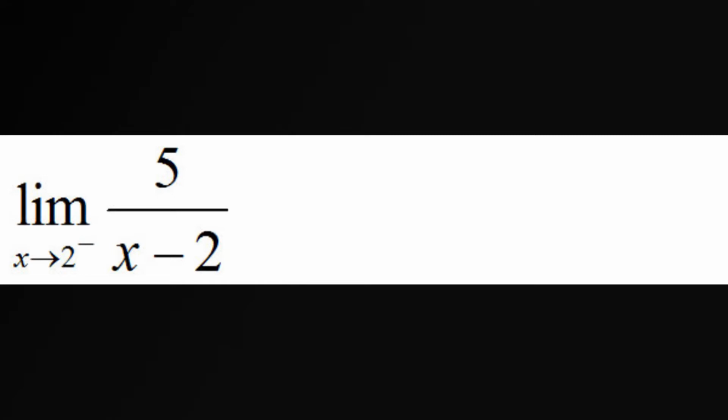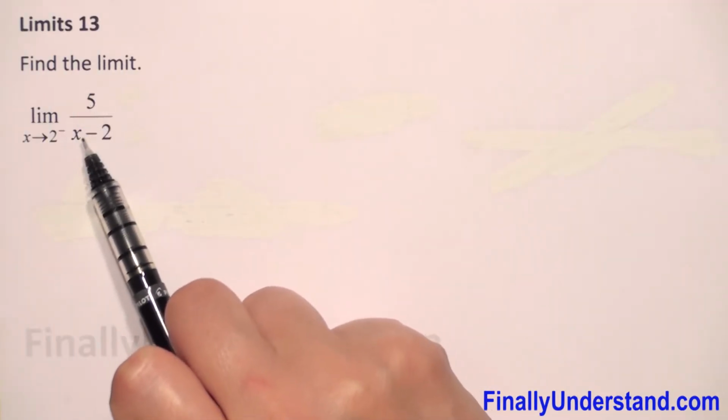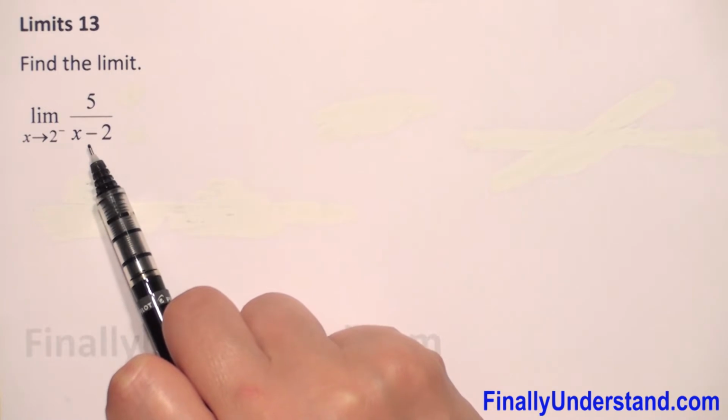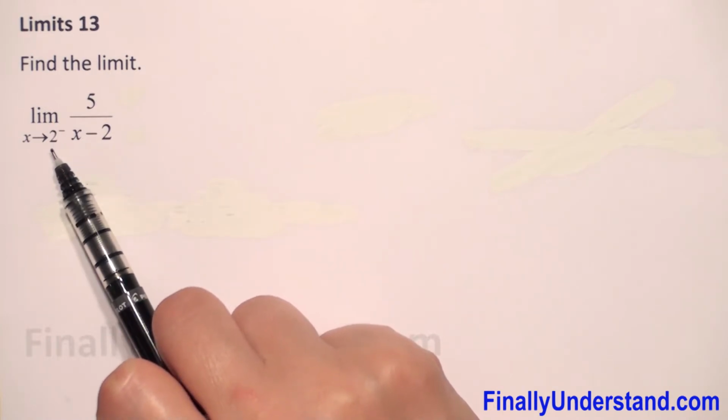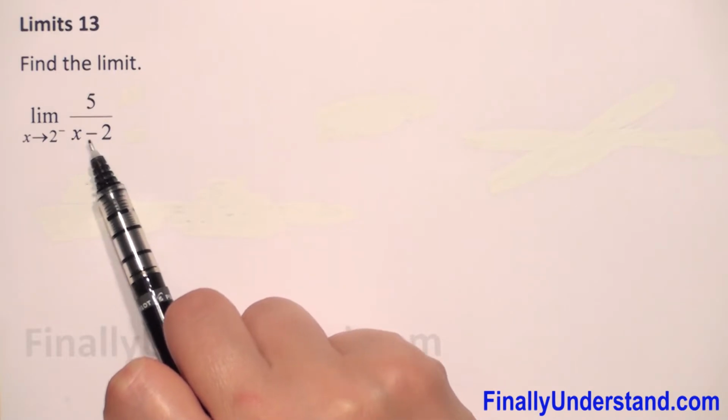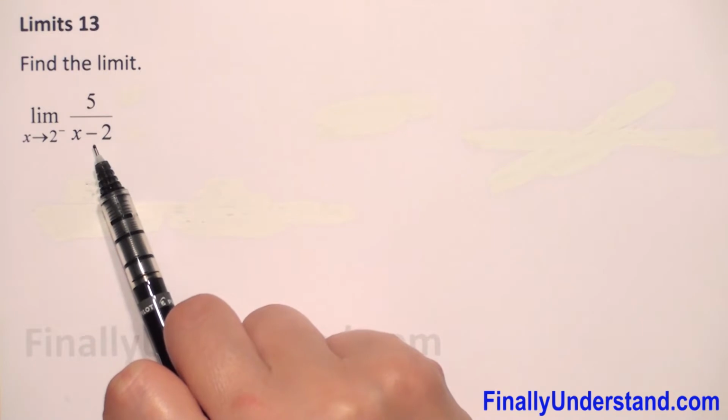We have to find the limit as x approaches 2 from the left of 5 over x minus 2. So first we check what will happen when we replace x by 2. We will have in the denominator 2 minus 2. 2 minus 2 is 0, so we cannot have 0 in the denominator. It means we cannot do this.